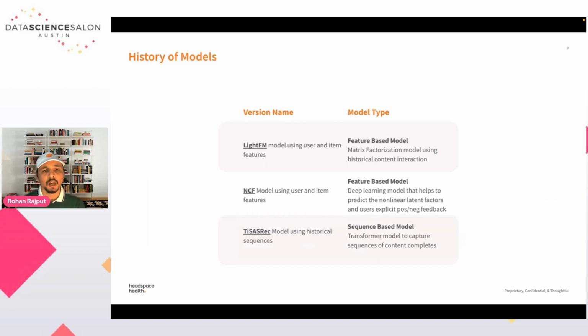Now let's talk about the history of the models, right? We developed so many models, and there are a few which I think will be very important for this talk. I chose them here. Apart from these models, we also developed different types of models, including reinforcement learning and graph-based recommendation. But here we will talk about these three important types of models.